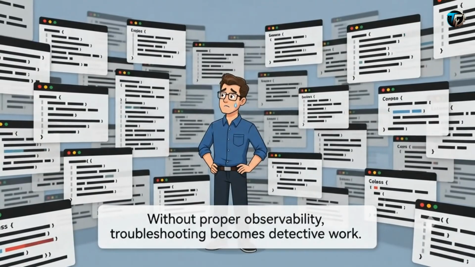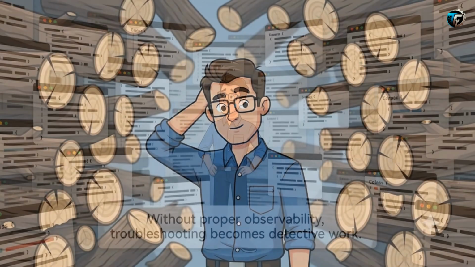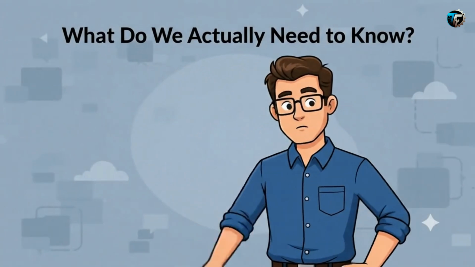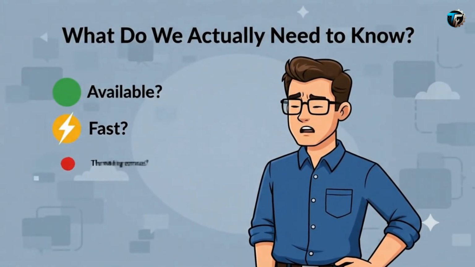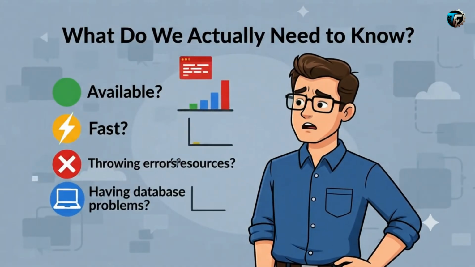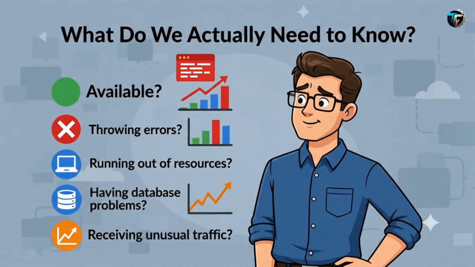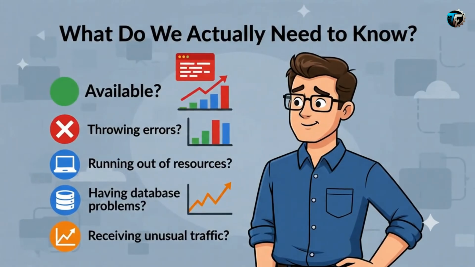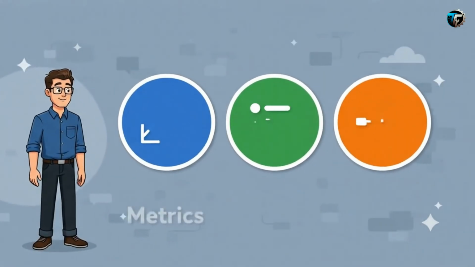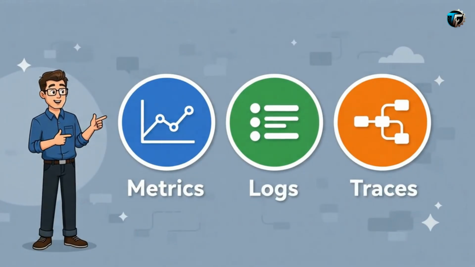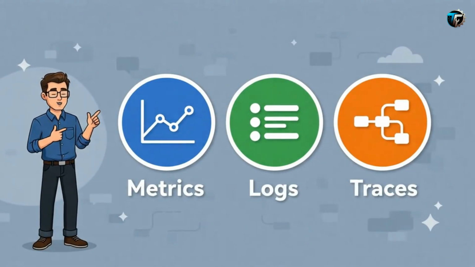Without proper observability, troubleshooting becomes detective work. Is the application available? Fast? Throwing errors? Running out of resources? Having database problems? Receiving unusual traffic? Then introduce the three big categories: metrics, logs, traces.